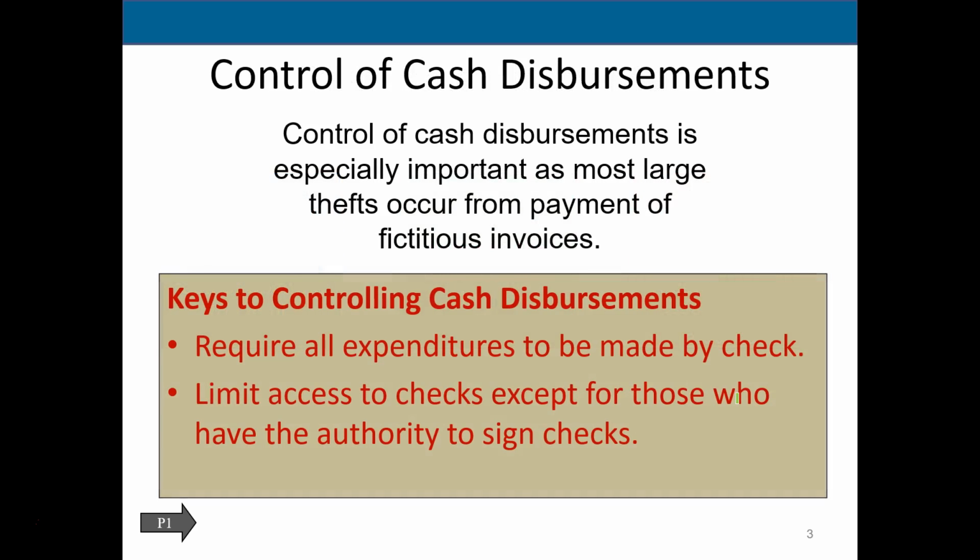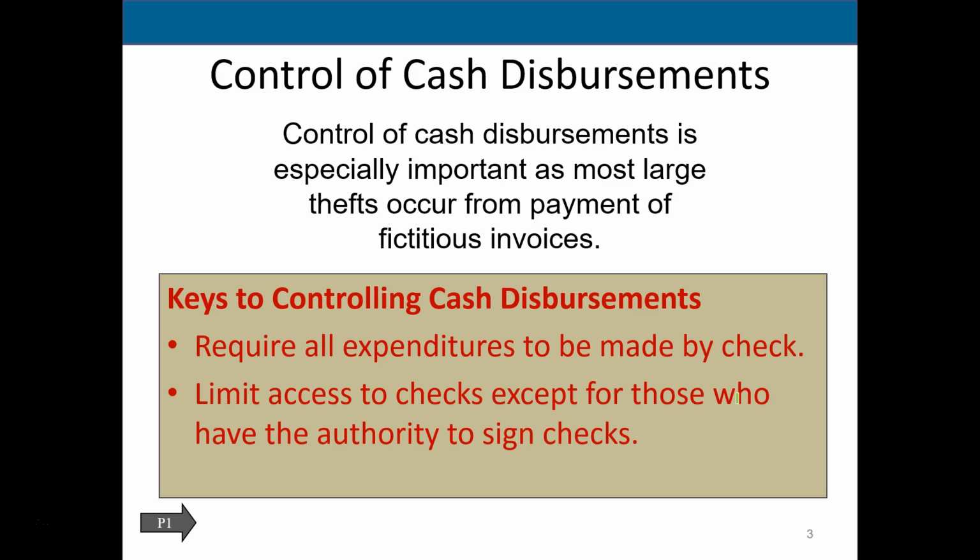Control of cash disbursements. Control of cash disbursements is especially important as most large thefts occur from payment of fictitious invoices. So a lot of times a theft could happen not on the receiving end, but on the disbursement end. So we are, for example, issuing checks to individuals that should not be receiving checks, or for a fictitious service or a fictitious product that has been bought by the company.